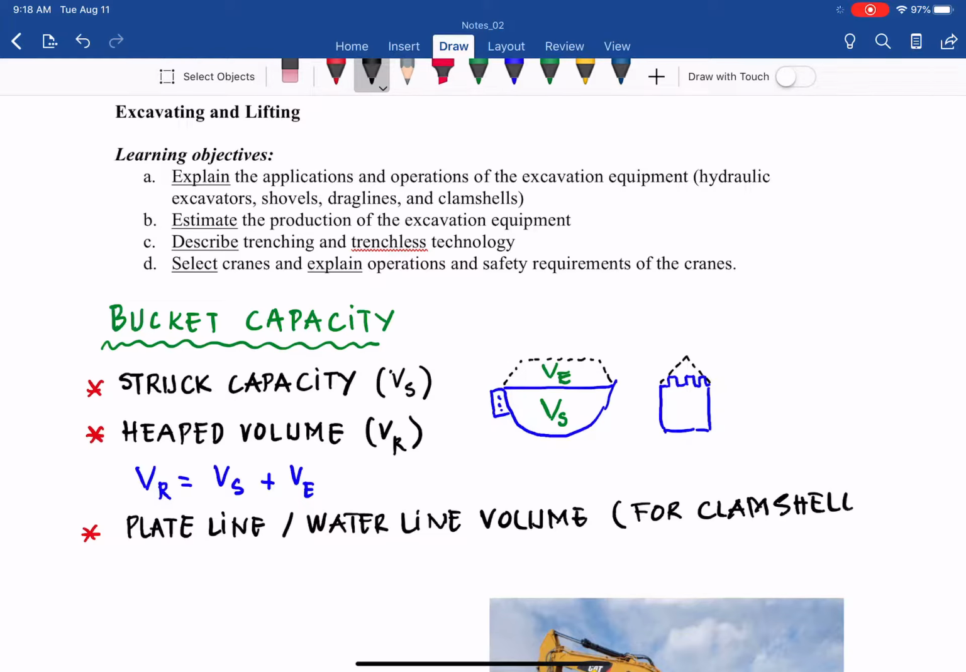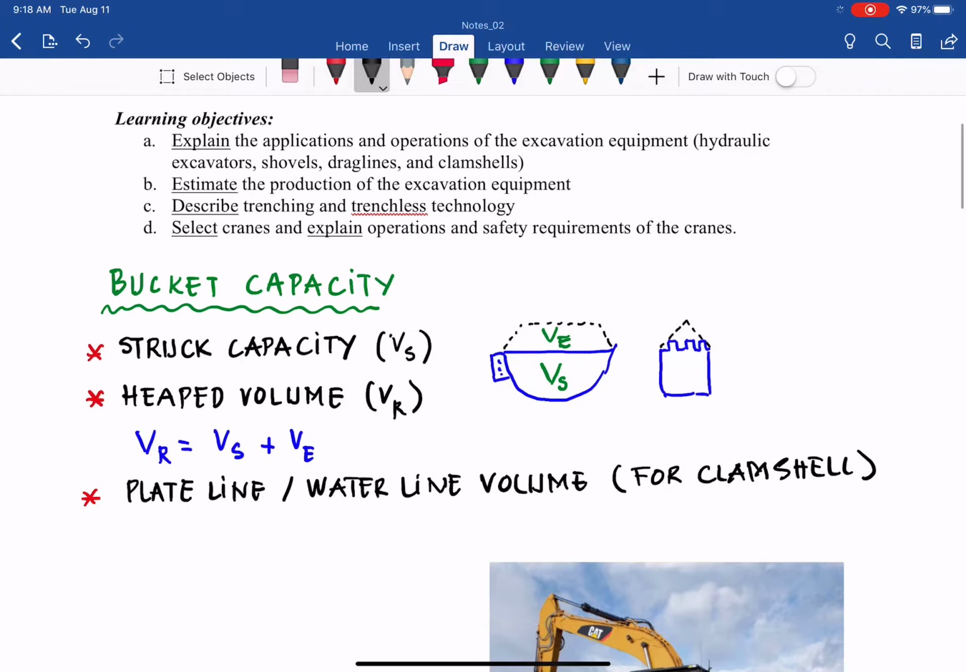What is clamshell? We have a separate slide that talks about that. So what is plate-line capacity is the bucket volume contained within the bucket when following the outline of the bucket size, and also same as the water-line capacity, assume a line of material flush with the lowest edge of the bucket. So when you dig the material under the water, and that normally clamshell does, that we use the water-line volume. So those are the concepts.